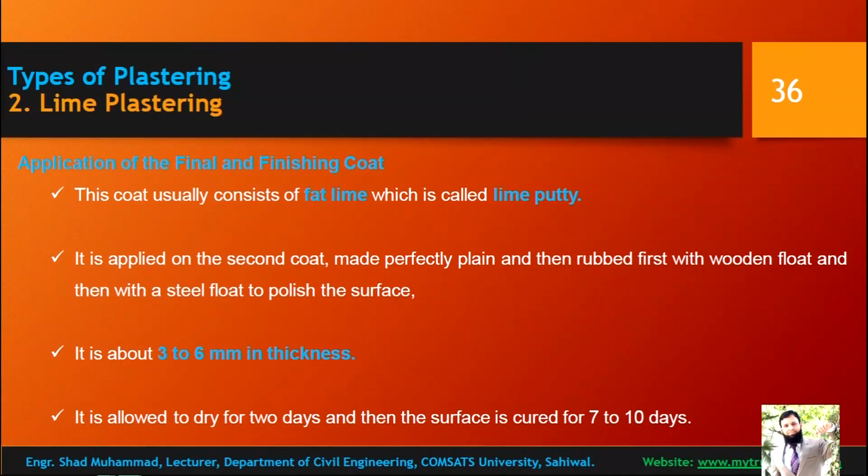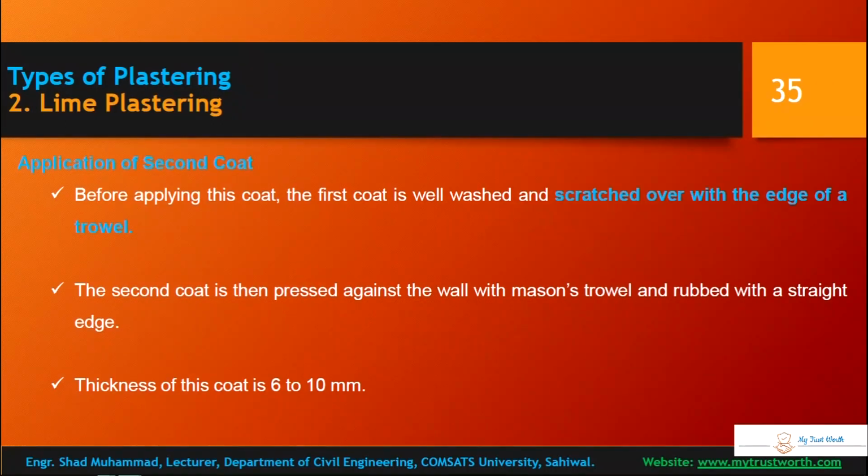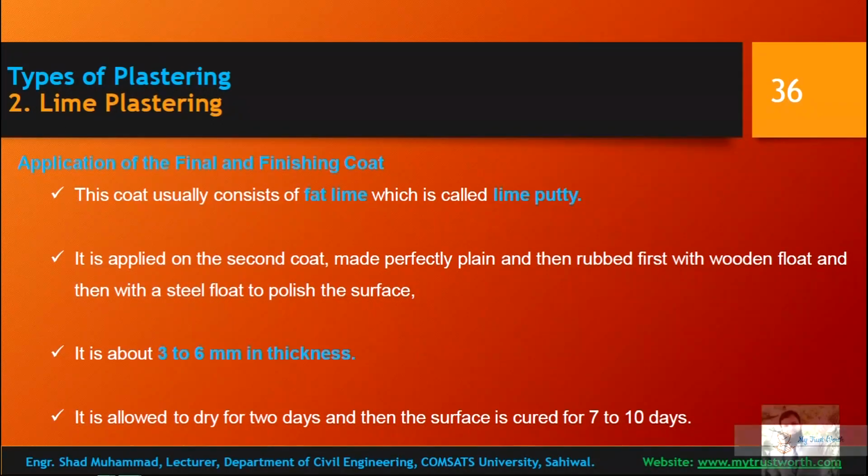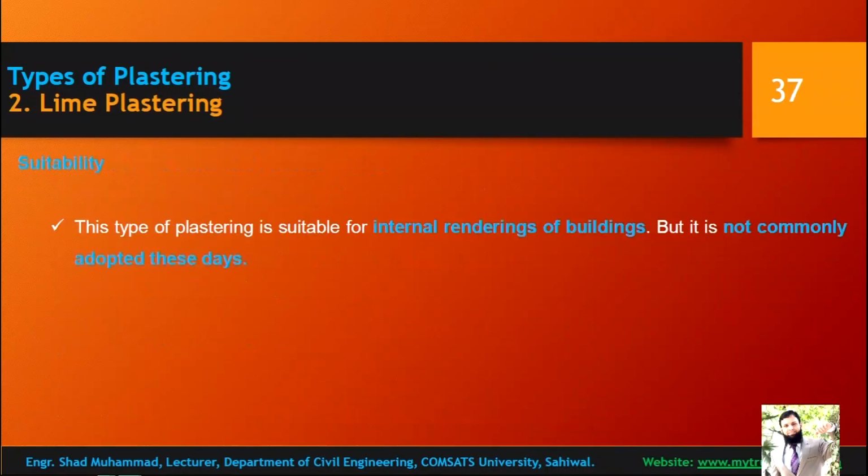It is necessary that before applying the second coat, you rub the first coat with the help of some engraving tools, and then the second coat needs to be applied and polished. The first coat was 6 to 10 millimeter, and this coat is 3 to 6 millimeter in thickness. It is allowed to dry for 2 days, and the surface is cured for 7 to 10 days.